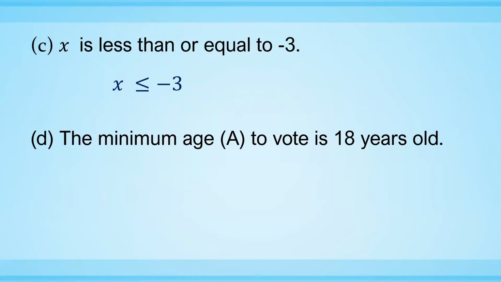The last part, the minimum age, which is denoted by A, to vote is 18 years old. What does this statement mean? It means that for any person to be able to vote, he or she must be 18 years old or older than that. So he or she must be at least 18 years old. How am I going to represent this? Using the inequality symbol. So it's going to be A greater than or equal to 18.